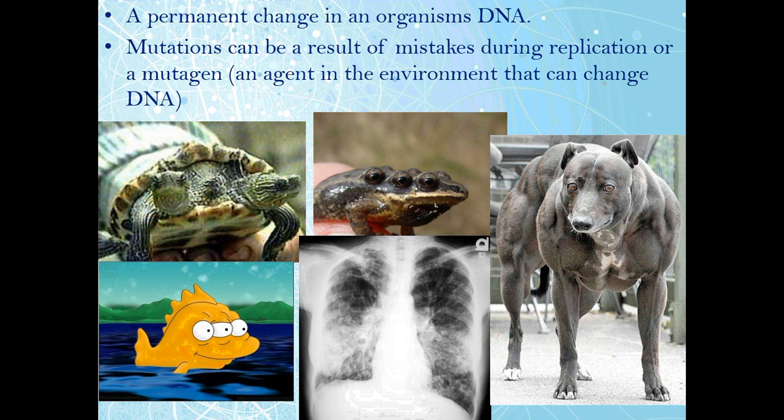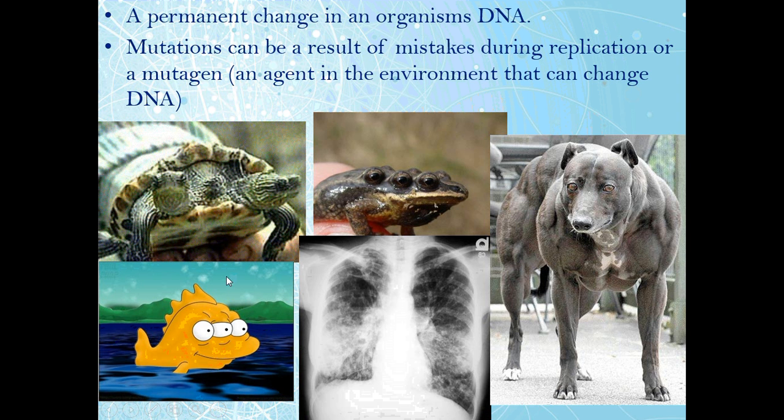If there is something in the outside environment causing this mutation, then that agent in the environment is called a mutagen. On this slide, you can see that there are 5 different examples of mutations. 2 of them are fake and 3 of them are real. Can you tell which is which?